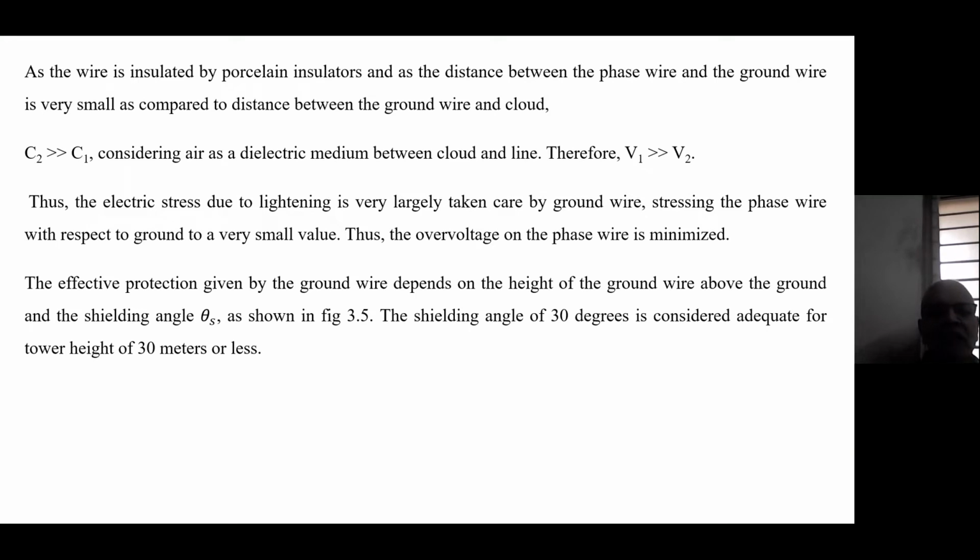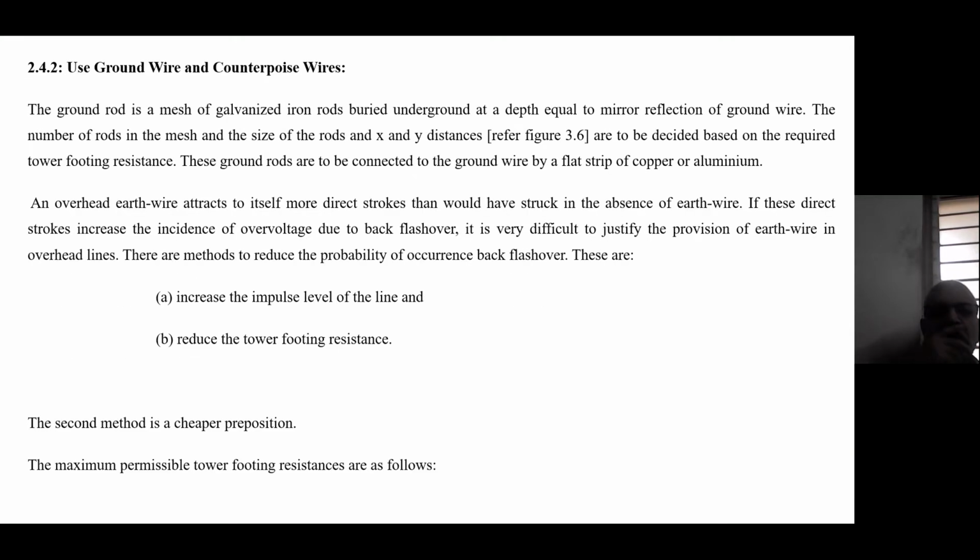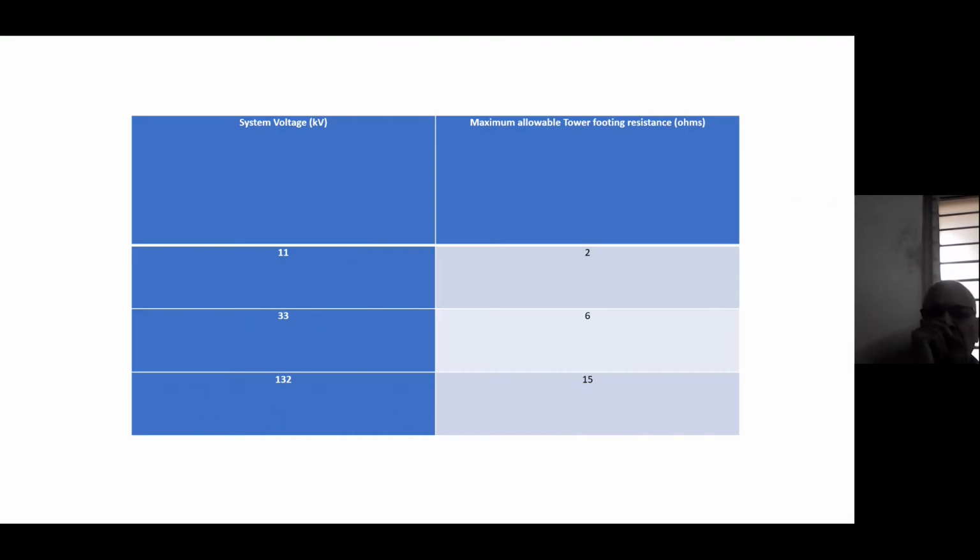So you are protecting against this. So that C1, C2 is more than C1, therefore V1 is more than V2. So how we are protecting, shielding angle, all these things I have explained. So I am skipping through. How we are laying ground wires and counterpoise wires, that also I discussed. Second method is cheaper, counterpoise wire. So usually that is used. That also I have discussed. So I'm skipping through.